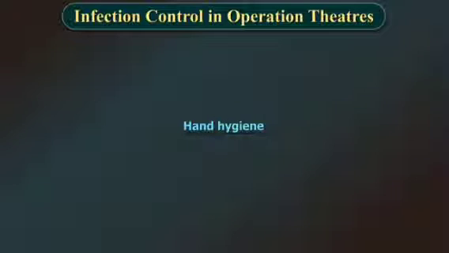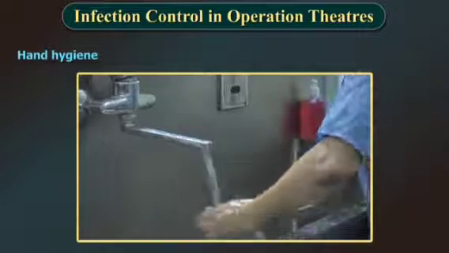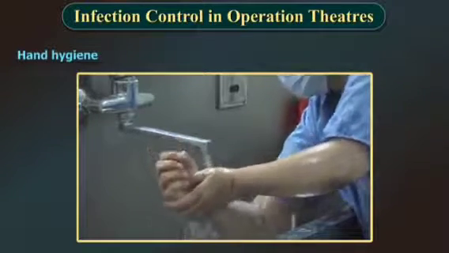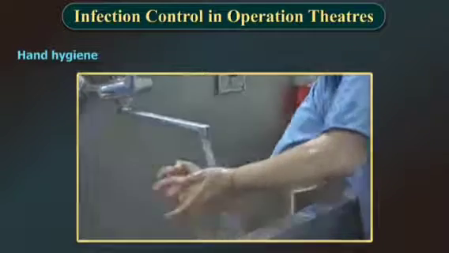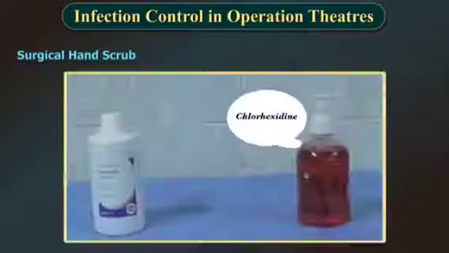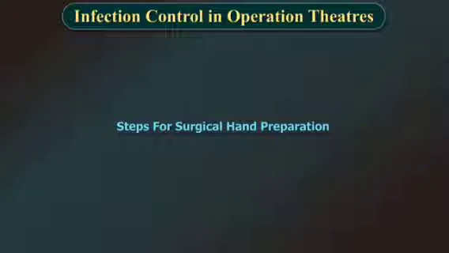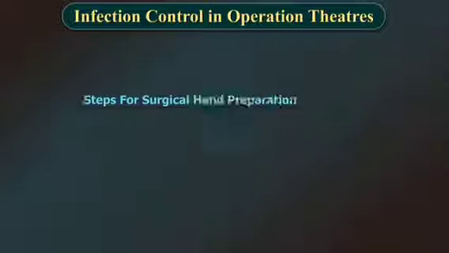Hand hygiene. In addition to hand hygiene, surgical hand hygiene plays an important role in reducing SSIs. Surgical hand scrub. Surgical hand scrub can be done with medicated soap or surgical hand rub with alcohol-based formulations. Either method is suitable for the prevention of surgical site infection. Steps for surgical hand preparation.